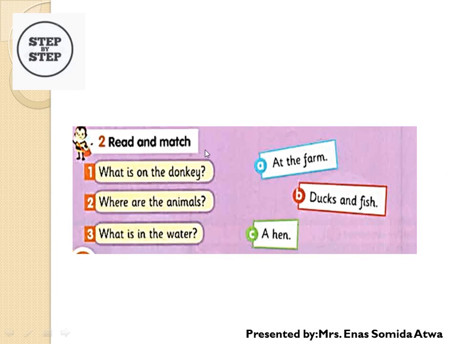Now let's read and match. What's on the donkey? احنا قلنا مع بعض what's on the donkey. ايه اللي على الدونكي؟ A hen. Question number 2. Where are the animals? فين الحيوانات؟ At the farm ولا ducks and fish؟ At the farm. What's in the water? ايه اللي في المية؟ Ducks and fish.